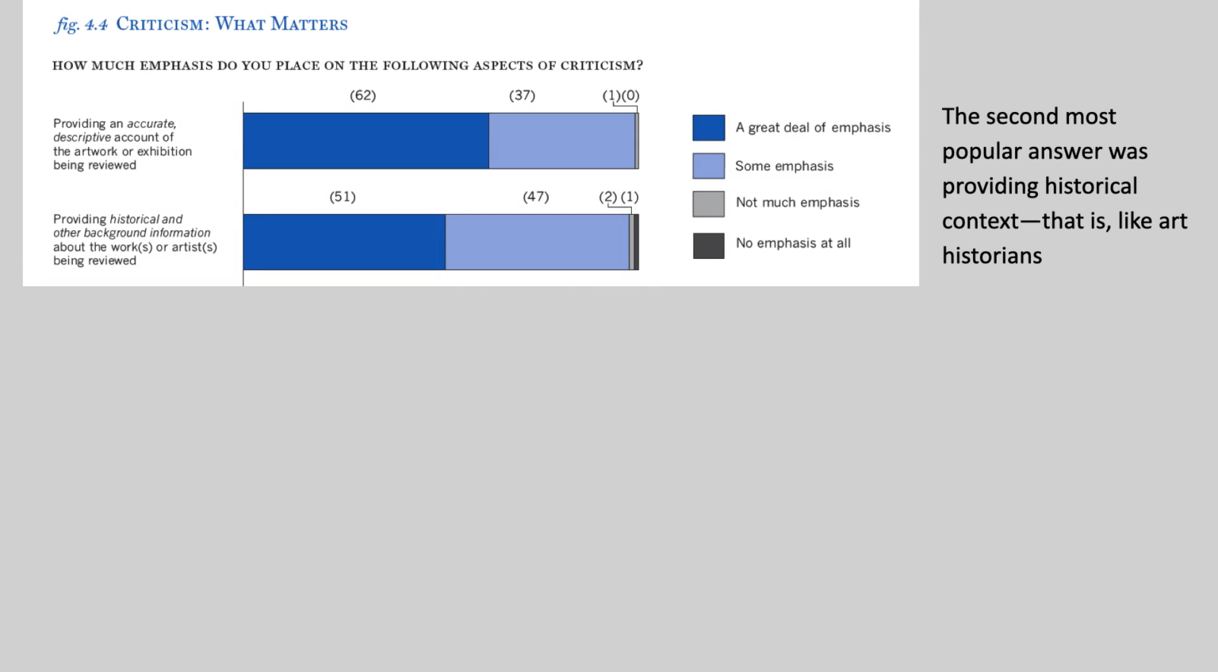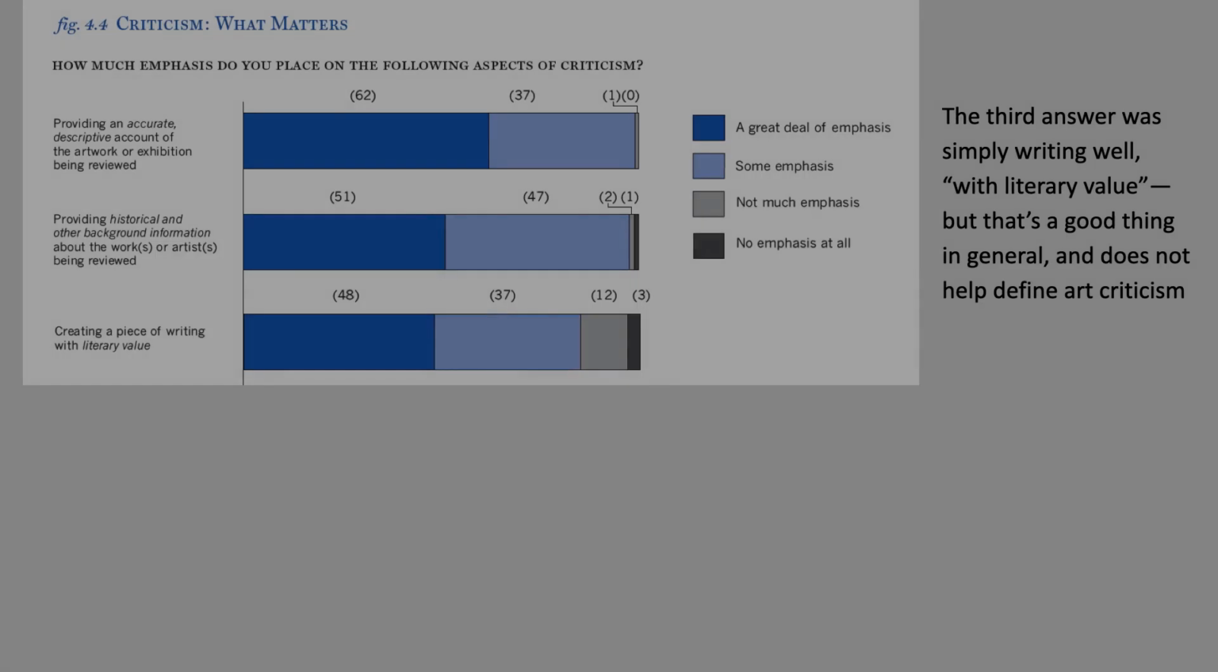The second most popular answer was providing, quote, historical and other background information about the works and artists being reviewed. And that is actually a fair description of art history. So that's not a definition of art criticism. If the survey result shows a definition of art criticism, it would be the first bar, not this bar, which is really just saying that art critics also sometimes work like art historians.